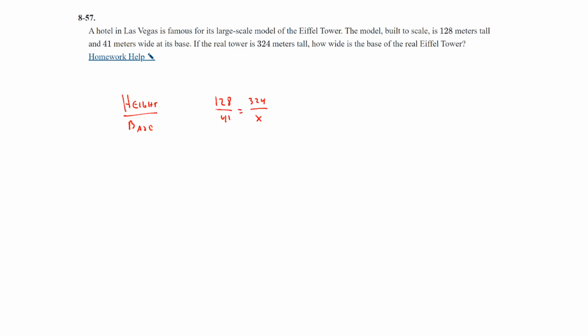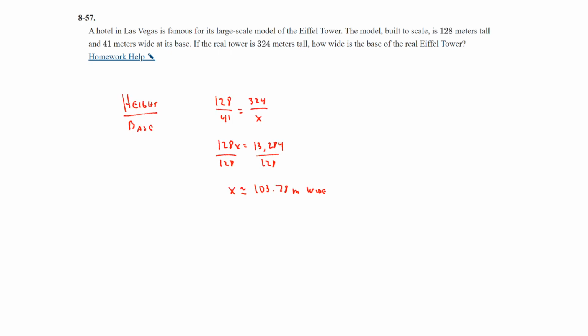We can multiply both sides by 41x. Once again, just trying to get rid of those denominators. And so once we do that, then we can divide by 128. And then x would be approximately 103.78. And this would be meters. This is the base, so we're looking at meters wide.